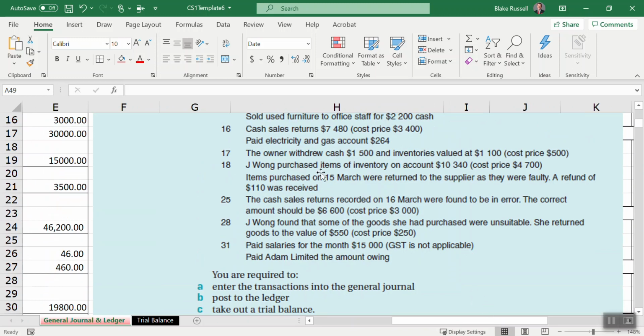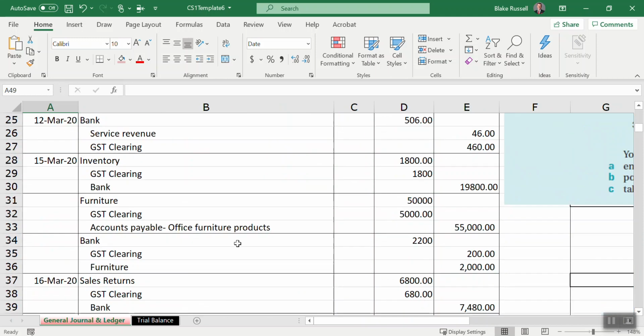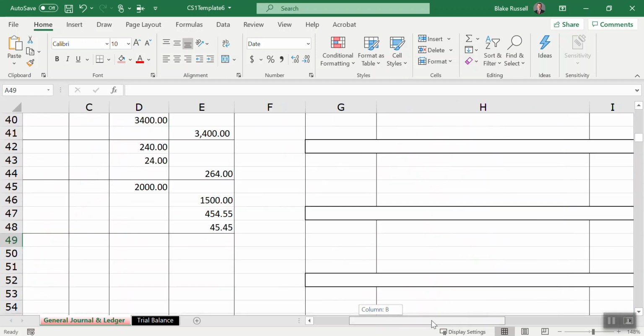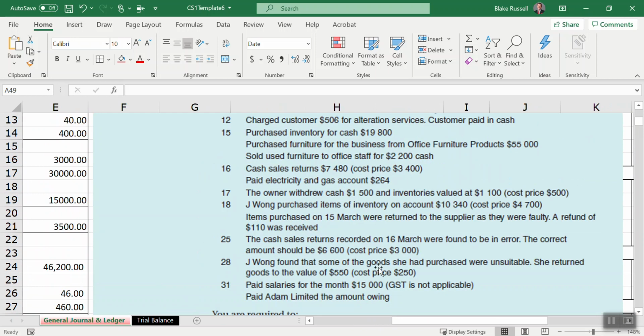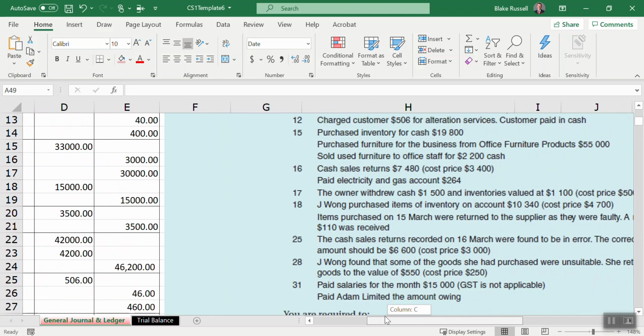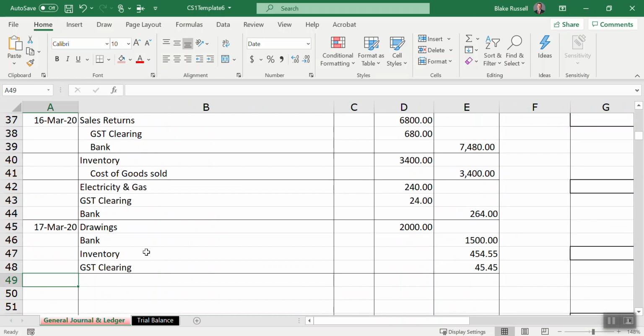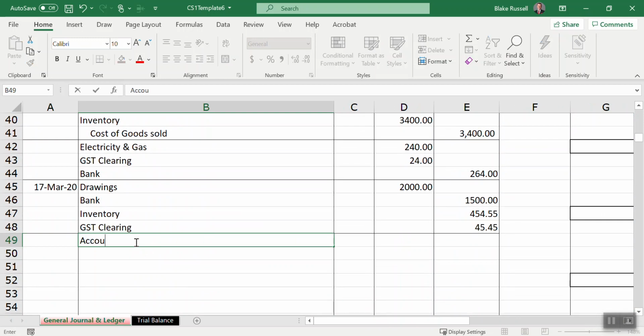J. Wong purchased items of inventory on account for 10,340, and the cost price was 4,700. So they're giving you the name of the person, which will indicate it's a credit. Sorry, go back. Purchased. So they purchased it from us. Johnny Wong.